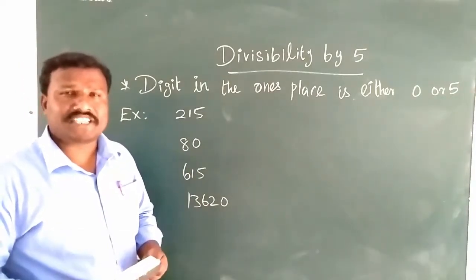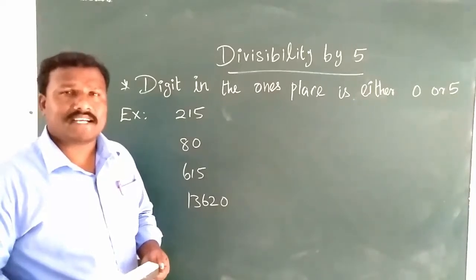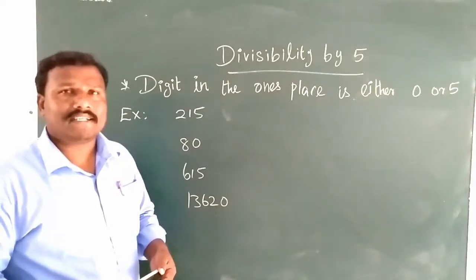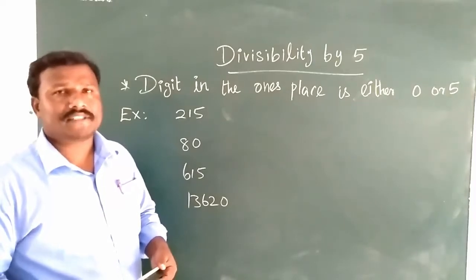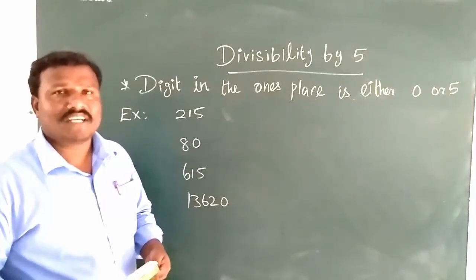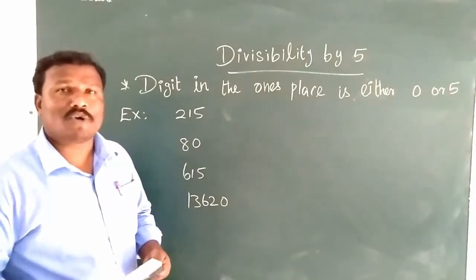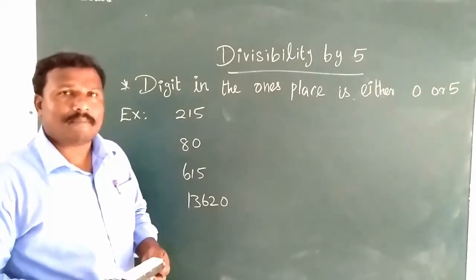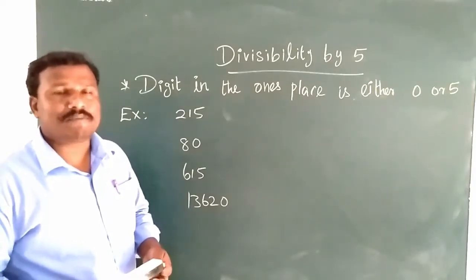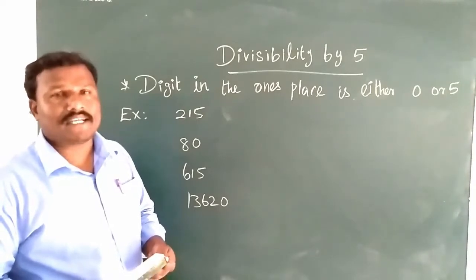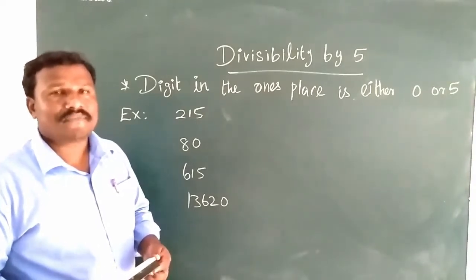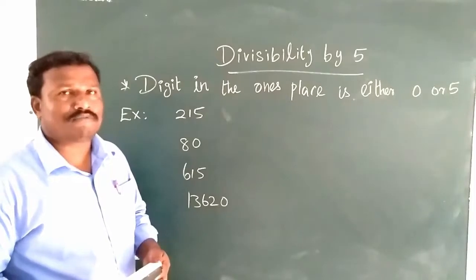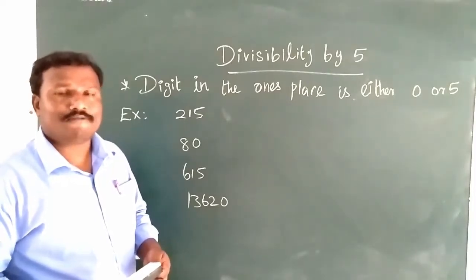Without actual division, we can say whether any number can be divisible by another number or not. So this is called divisibility rules. That is why we call it a divisibility rule. Last class we taught the divisibility rules of 2, 3 and 4.